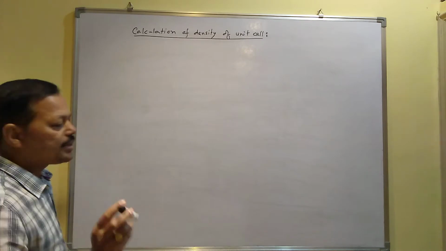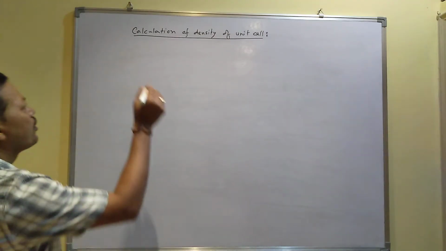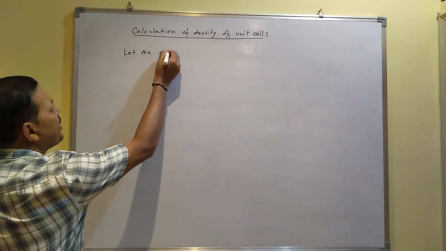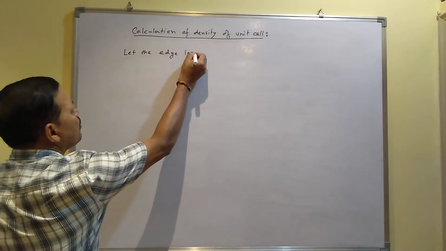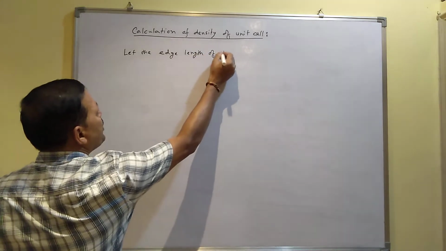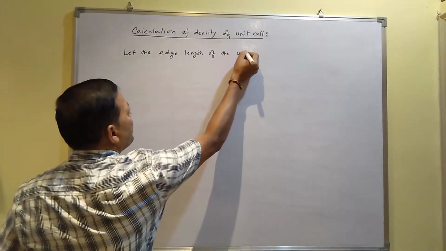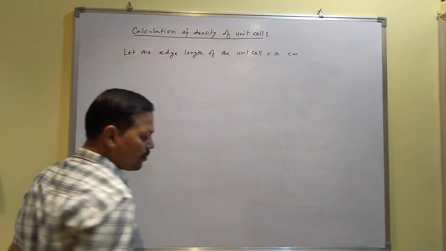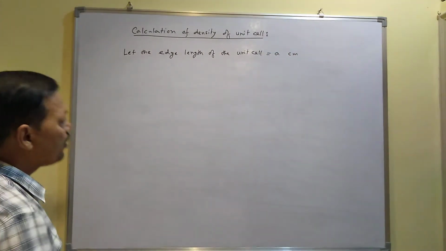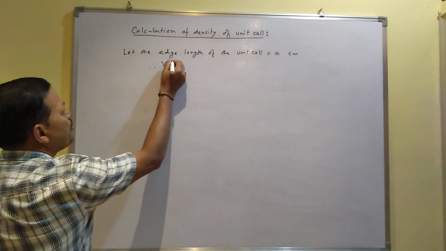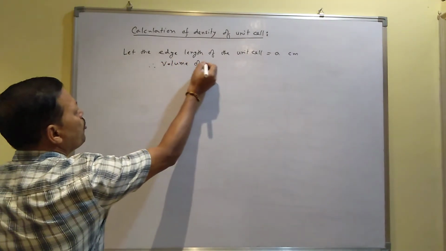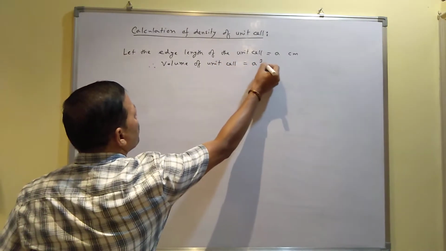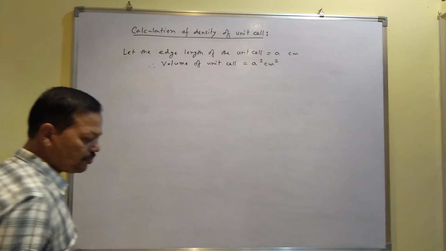To find out the mass and volume, let the edge length of the unit cell equal a centimeter. Since the edge length is a, therefore the volume of the unit cell you can write as a cube, centimeter cube.